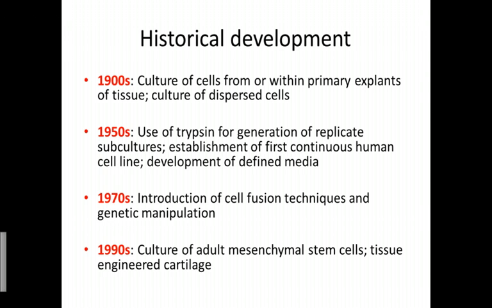In the 1970s, they started to introduce cell fusion techniques or genetic manipulation. They wanted to know what happens if we combine two cells together and form a hybrid of the two cells. Does it induce tumor, or does it induce genomic instability or reprogramming of the cell genomes? And then slowly they started to culture other different cell types, for example, mesenchymal stem cells to be used for tissue-engineered cartilage. This is mainly for tissue engineering or repair systems.